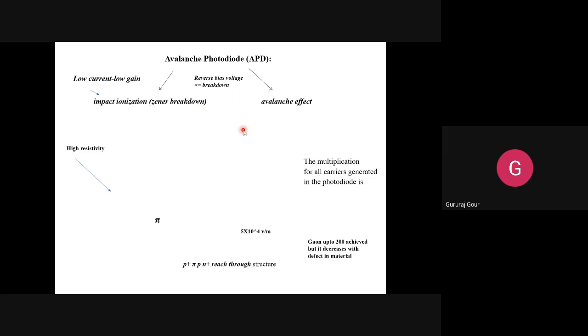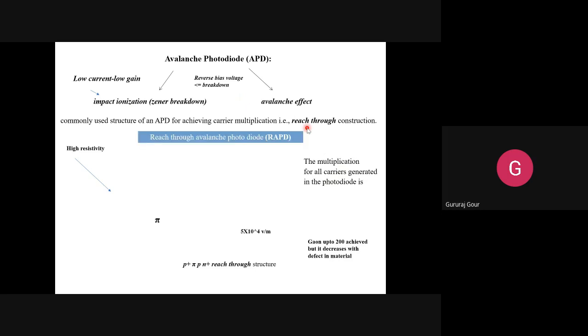Because of the increased velocity of these EH pairs, they will lead to the avalanche effect, that is, multiplication of carriers. So this is the background we have behind the avalanche photodiode. A commonly used structure for an APD for achieving carrier multiplication is a reach-through construction. That is what is known as a RAPD, a reach-through avalanche photodiode. What is this reach-through construction?